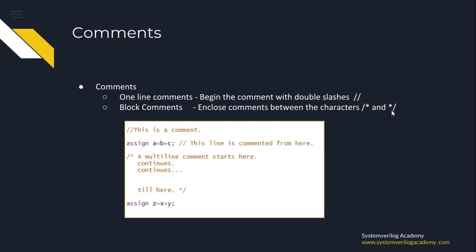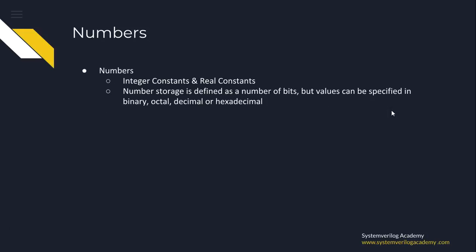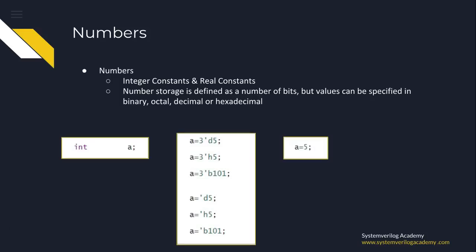Numbers. SystemVerilog supports integer numbers and real constants. While using numbers, you can define how many bits are used to represent that number, and which number system is used. Here in this example, an integer variable, a, is assigned as a equals 3'd5. First, 3 implies the number is represented using 3 bits. D means number is represented in decimal, and 5 is the actual decimal value. You may use D, H, or B to represent decimal, hexadecimal and binary numbers.